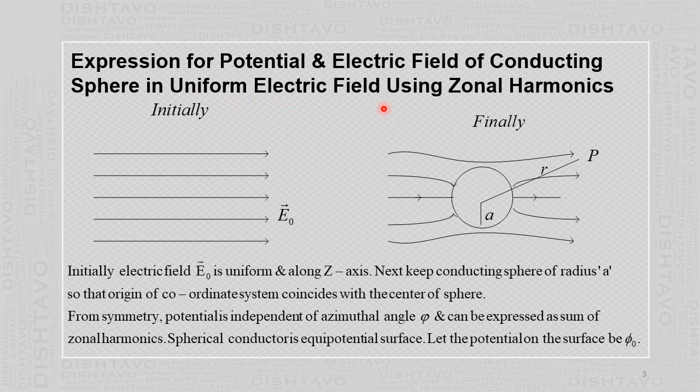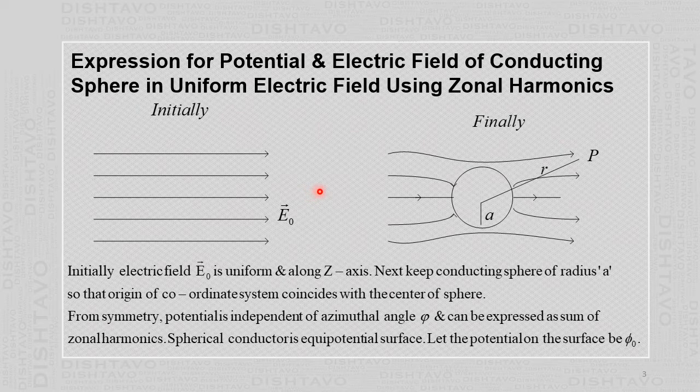That means at a given point, the potential and electric field will depend only on r and theta and not on phi. So here we have a uniform electric field. It is uniform because the electric field lines are straight and they are equally spaced. Let us say that the field line is along the z axis.